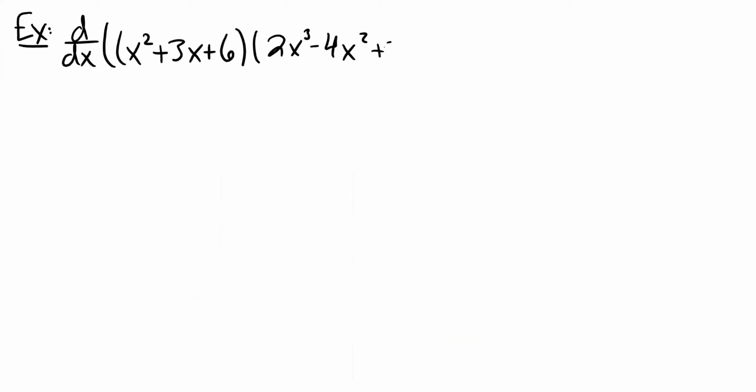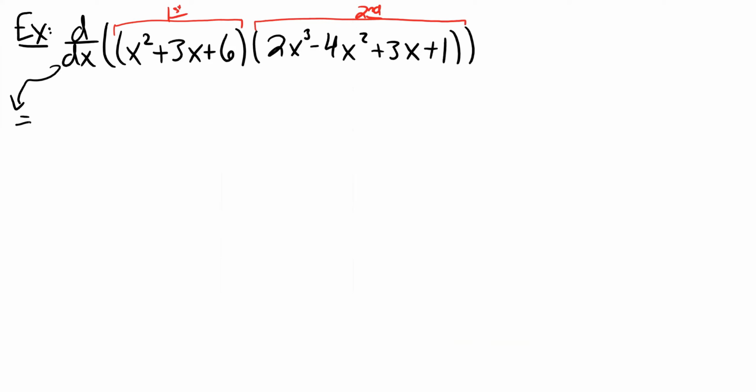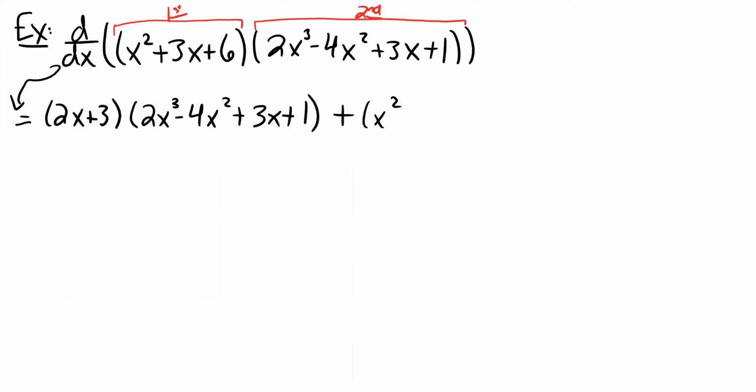As another example, let's say we want to take the derivative of x squared plus 3x plus 6 times 2x cubed minus 4x squared plus 3x plus 1. We could again expand this, but this would be a huge pain. Instead, let's use the product rule. Taking the derivative of x squared plus 3x plus 6, we get 2x plus 3, and we multiply that by the second function. Then, we add on x squared plus 3x plus 6 times the derivative of the second function, which is 6x squared minus 8x plus 3.